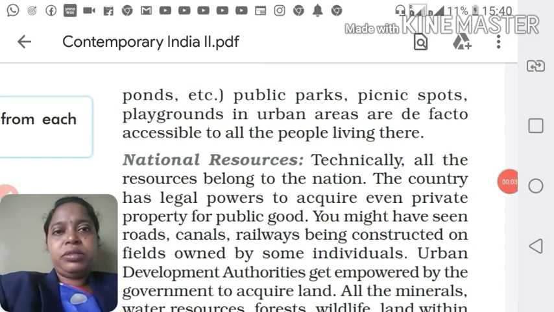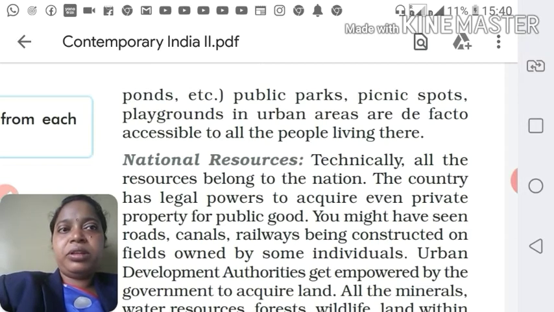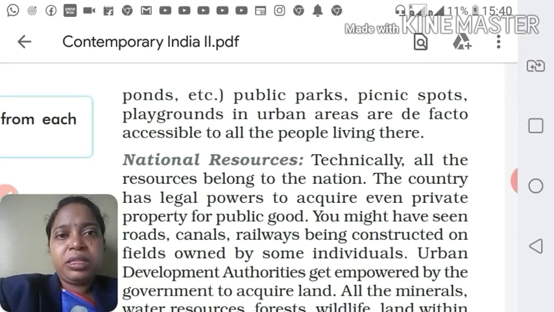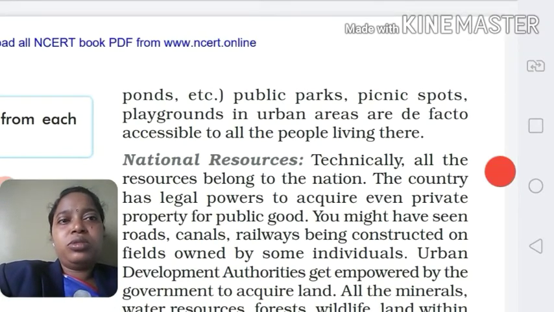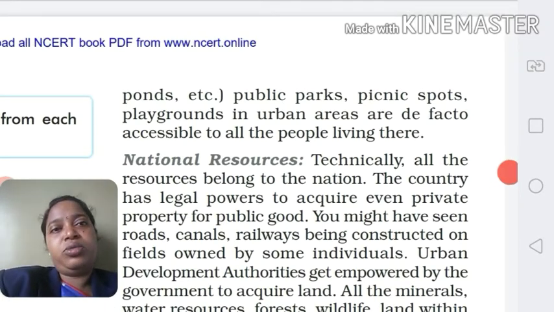So the community resources are the public parks, picnic spots, playgrounds in urban areas, and in villages also we see all these things available for the community people. The group of people use those community area resources, or you can say community owned resources, okay.